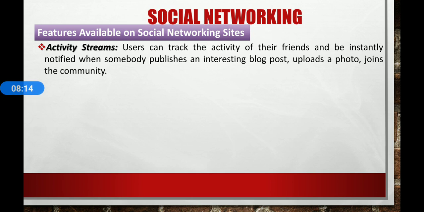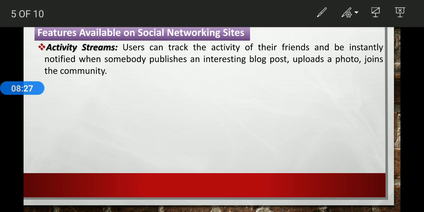Next one, the activity streams. Users can track the activity of their friends and be instantly notified when somebody publishes an interesting blog post, uploads a photo, or joins the community.